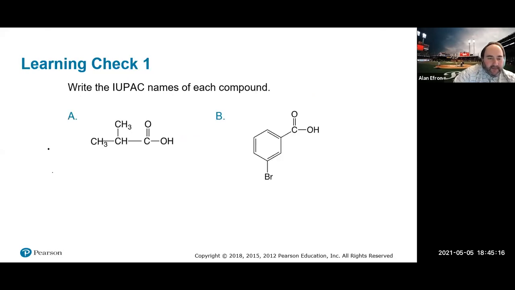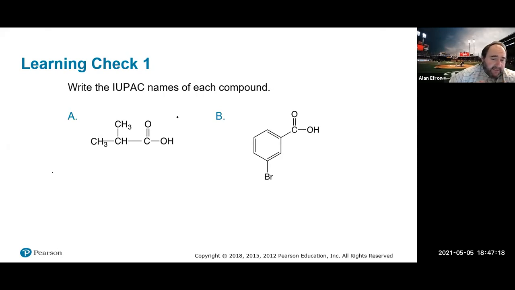Then try these two here. Let's give the IUPAC names for each of these guys and see what you come up with. Okay, let's take a look here and see how we're doing. Got some names coming in, so let's see how we're doing.